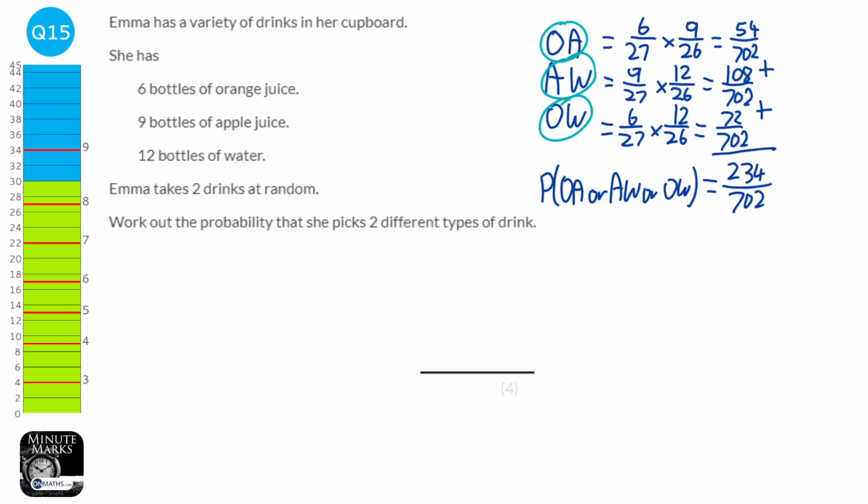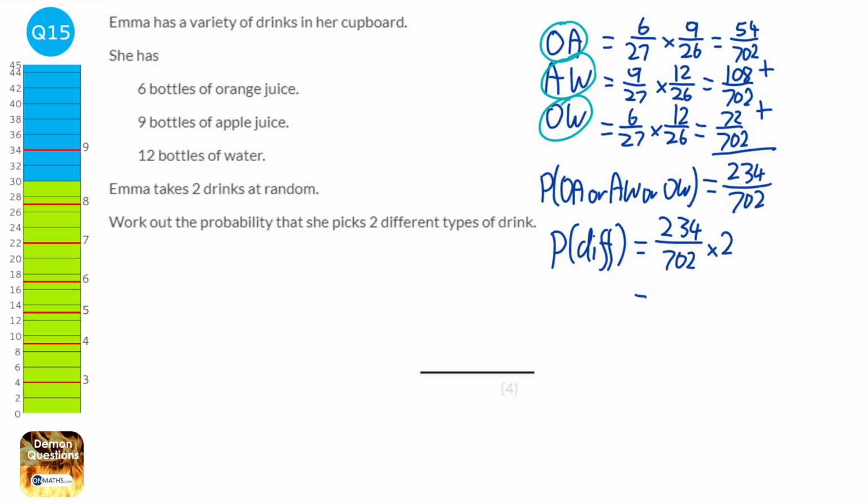Now I said we would deal with the reverse situations now. I'm going to deal with that now. And as I said, OA is going to be equal to AO, AW is equal to WA, and OW is equal to WO. So all we need to do to find the probability that the drinks are different is get the 234 over 702 and just double it. And we can do that by just doubling the numerator. So 468 over 702. That cancels down to 2/3. So there is a 2/3 chance that the drinks will be different.